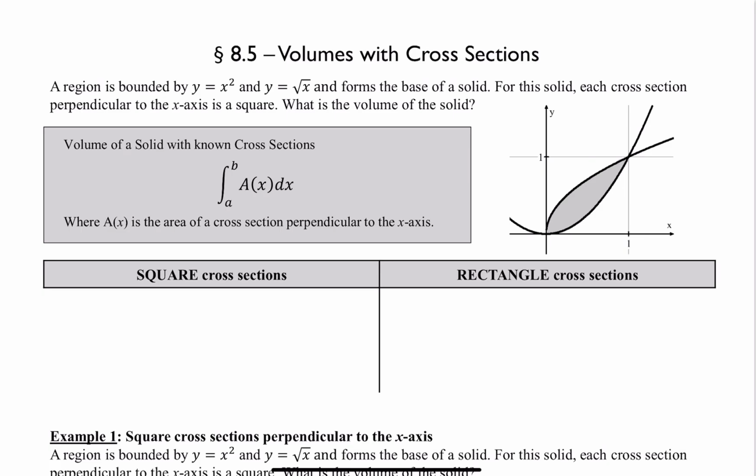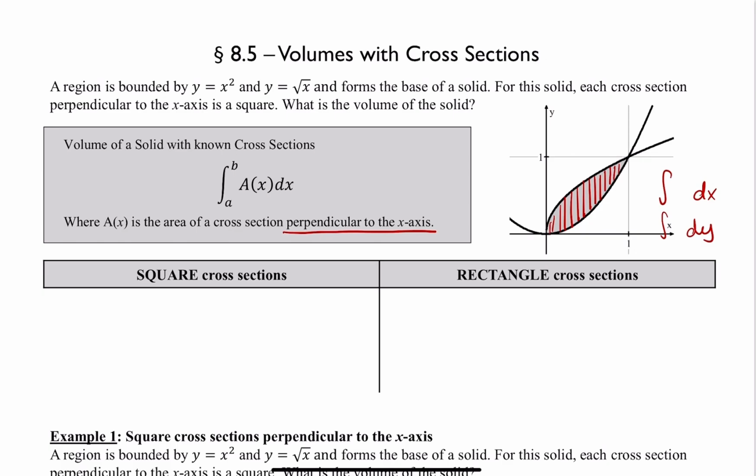So over here, it says the volume of a solid with a known cross-section is the integral from a to b of the area of each individual little square or rectangle or semicircle or triangle all throughout the entire curve, where A(x) is the area of the cross-section perpendicular to the x-axis. And that, perpendicular to the x-axis, is going to determine whether we take the integral with respect to dx, or with respect to dy if it's perpendicular to the y-axis. So you kind of see what I'm saying over here.